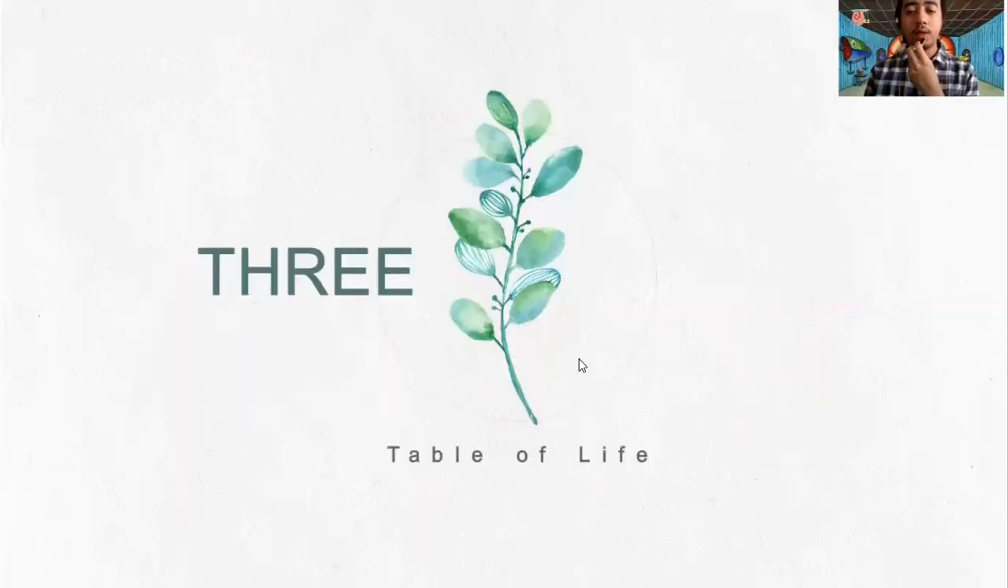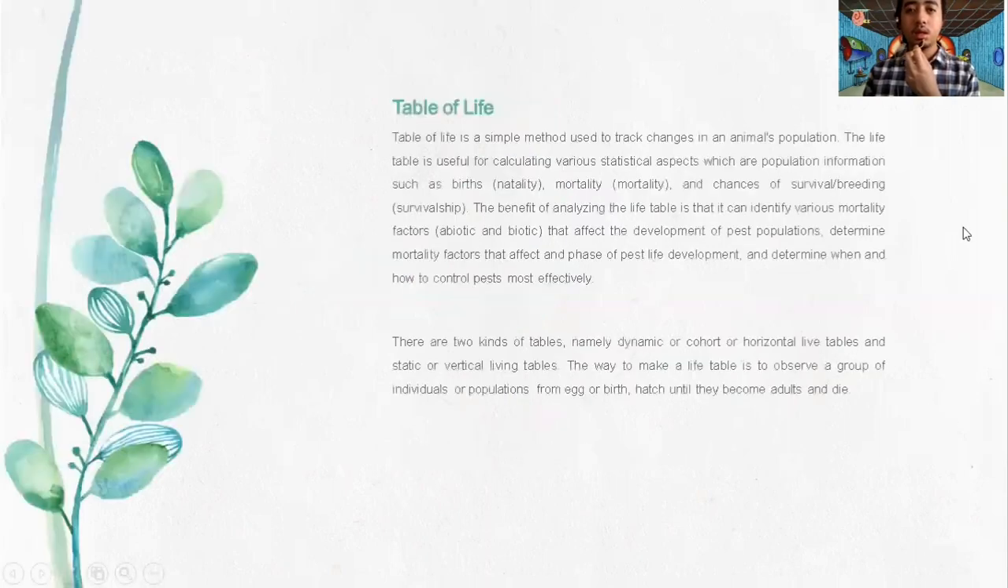Number 3, life table. A life table is a simple method used to track changes in an animal's population. The life table is useful for calculating various statistical aspects, which are population information such as birth, mortality, and changes of survival breeding.